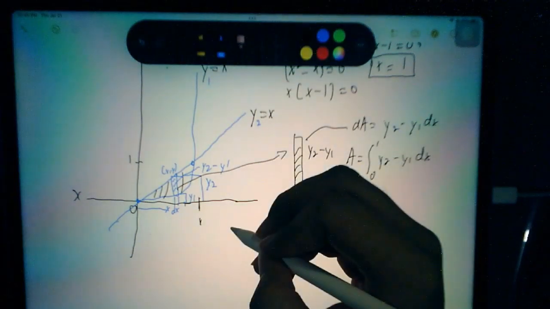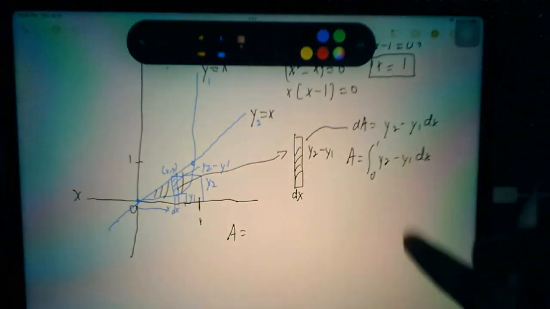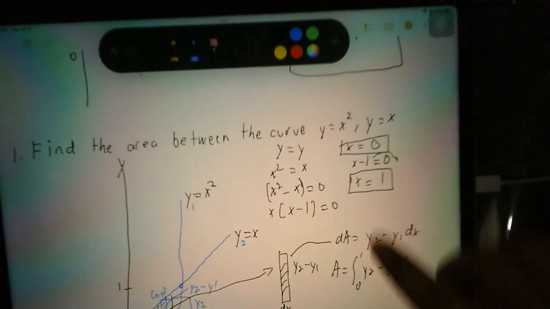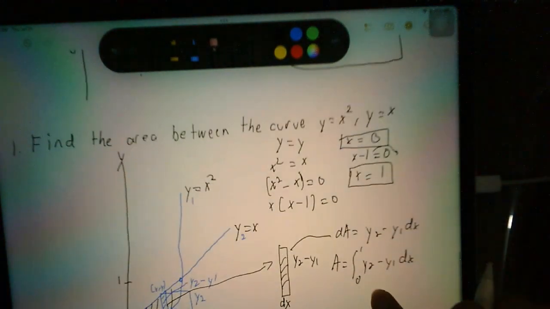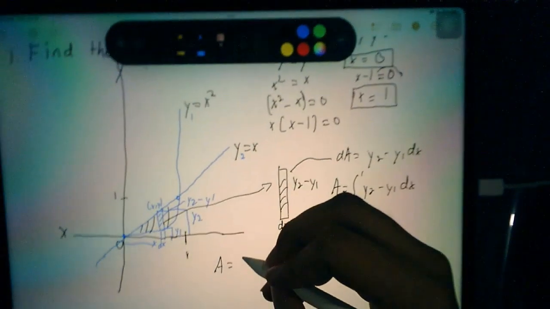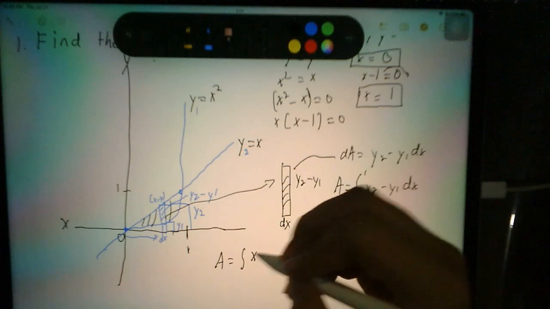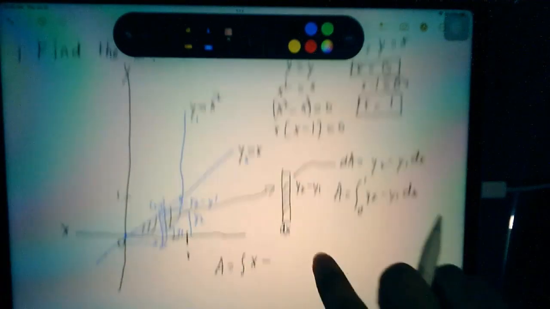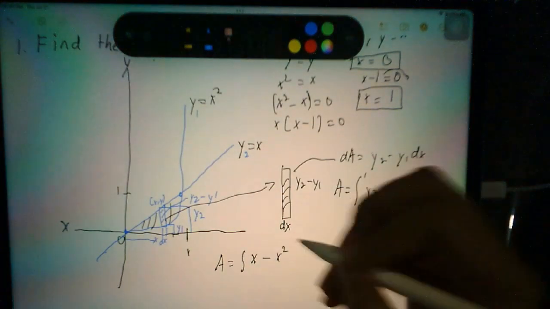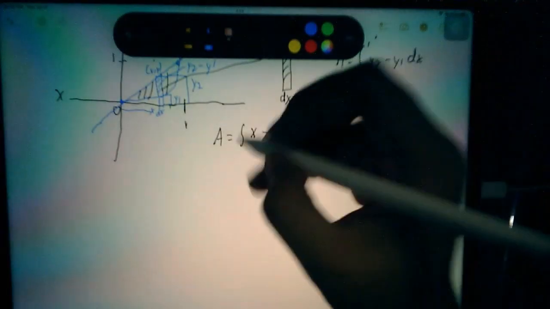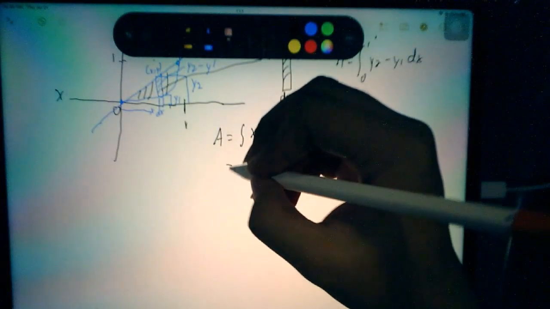So by replacing y with our equations here, y2 is x. So the integral of x minus our y1 here, which is x squared, x minus x squared dx. So now we are ready to integrate this problem.